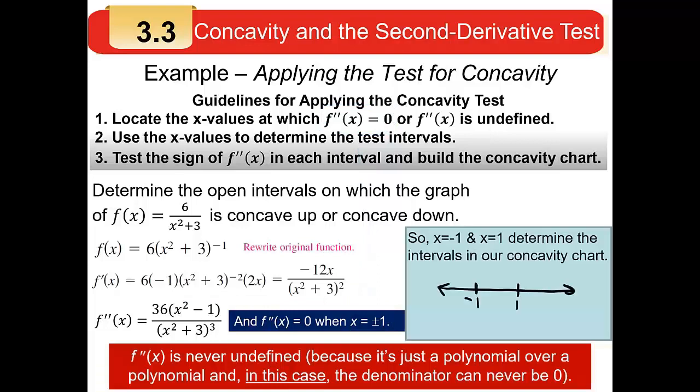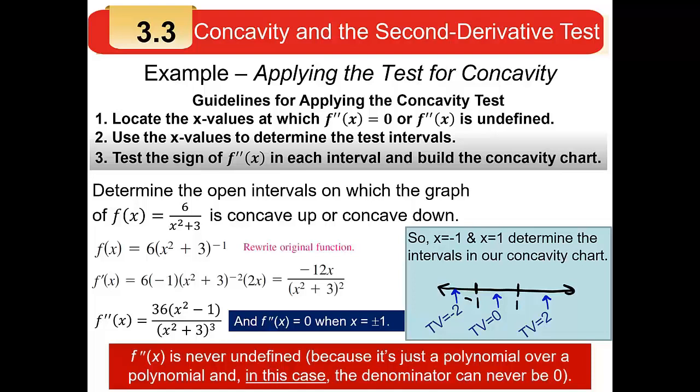Those are the values that break the number line into intervals that have to be checked, which will ultimately produce what I call the concavity chart. So I put minus 1 and 1 on the concavity chart, and I check the second derivative, not the original function, not the first derivative. Concavity is determined by the second derivative. So I'm going to choose test values in each interval. So I take a number to the left of minus 1, maybe minus 2, take a number between minus 1 and 1, say 0, and then take a value bigger than 1, say 2.